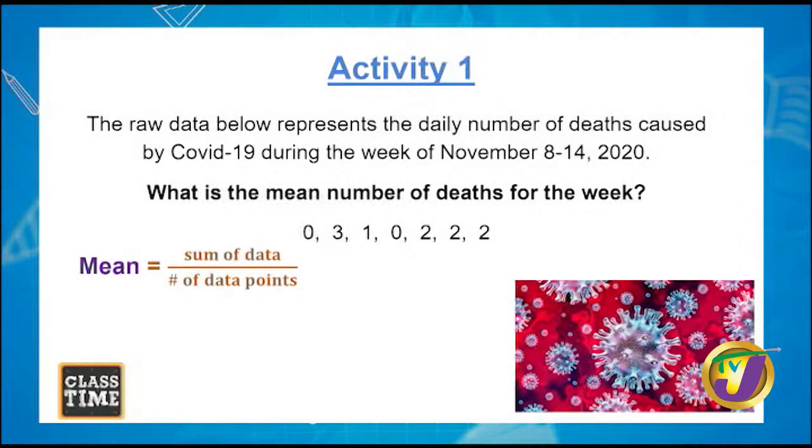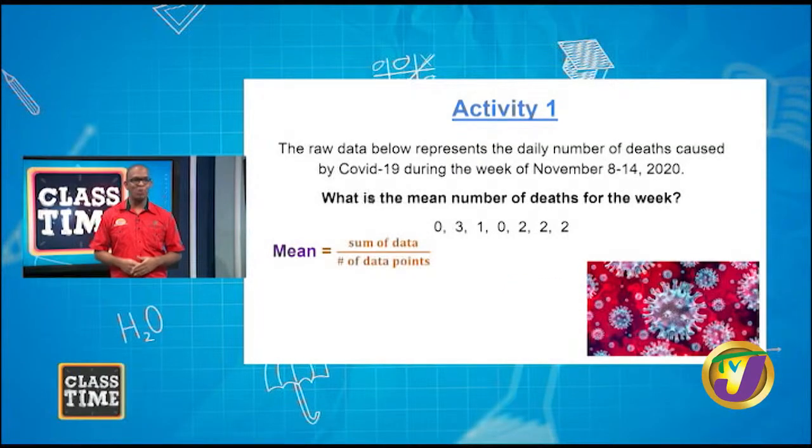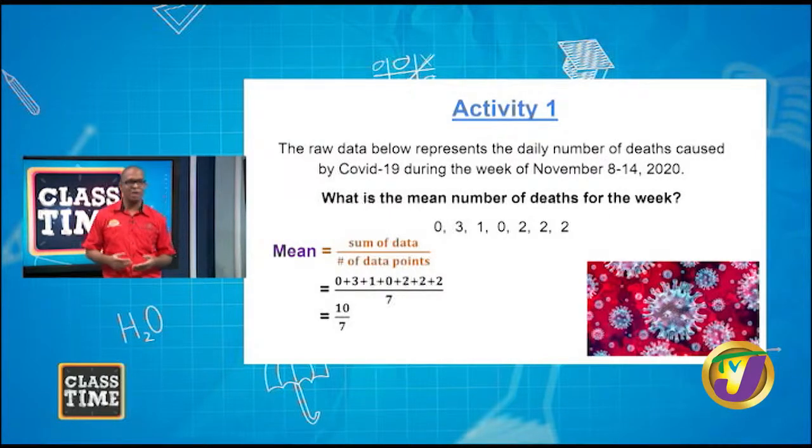Okay. You're seeing on the distribution that there are 7 numbers there representing each day of the week, right? And if we wanted to find the mean, we would have to find the sum of all the deaths that occurred during the week and divide that number by 7. That would be 0 plus 3 plus 1 and so on, divided by 7, which is 10 divided by 7. That gives us a value of 1.43, and that is going to be rounded to 2 deaths per week.